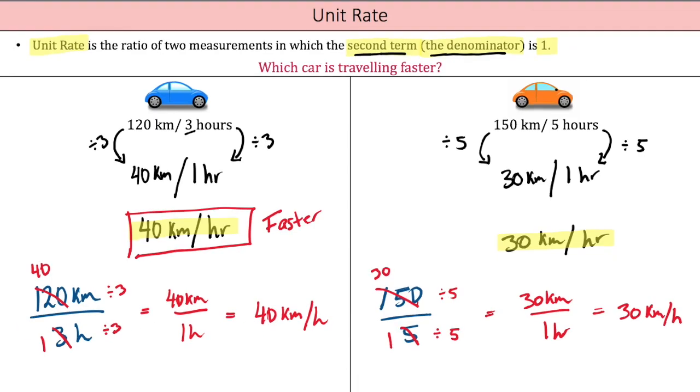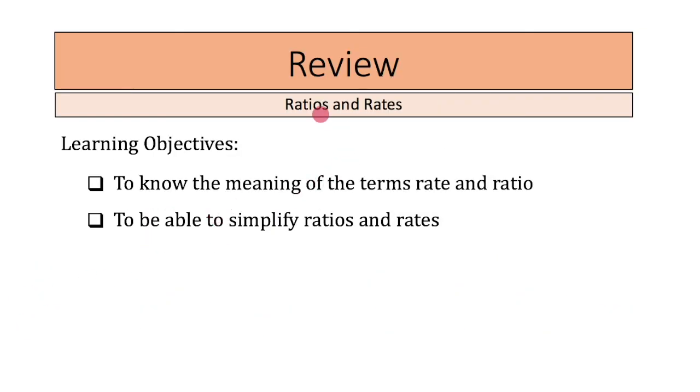Let's now review what we've learned in this video. We have gone through ratio and rates. Our learning objectives were to know the meaning of the terms rates and ratios. I think we've done that. And we also need to know how to simplify rates and ratios as well. We've done that as well. And we've also finished it off by learning about unit rates. We didn't write that as an objective. Oh no. We also learned about unit rates.